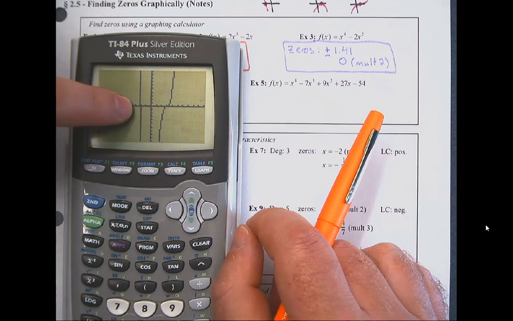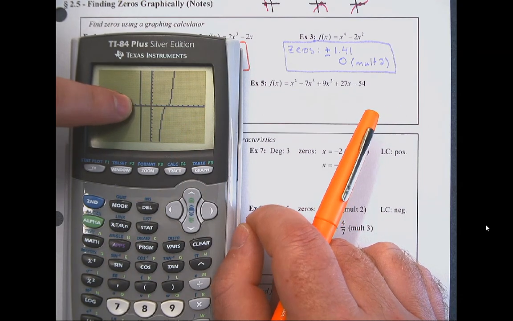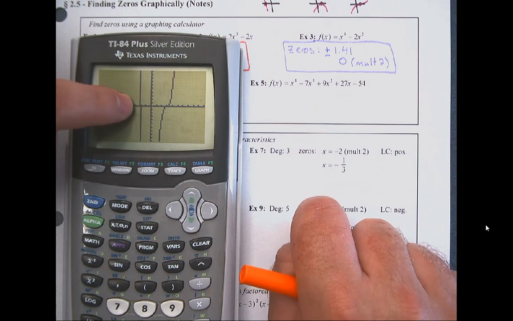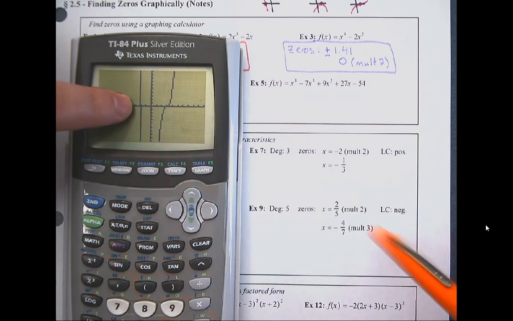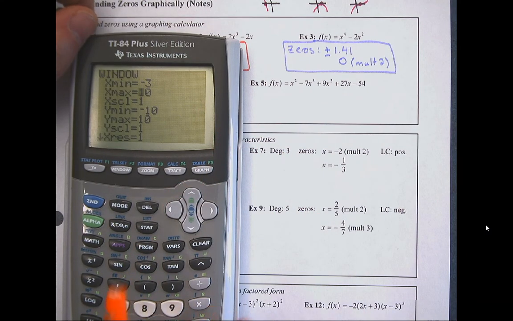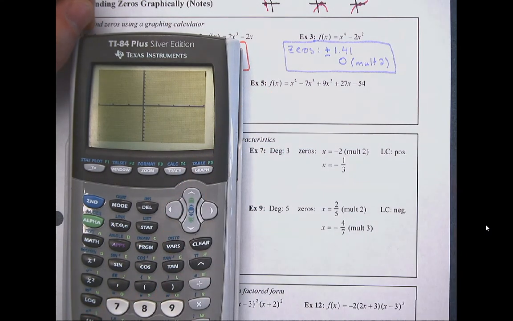So let's play the game where we don't use the box, but we just use the window settings. The farthest my graph goes to the left is -3. I always like to give myself a little bit extra room. So that's -3, 1, 2, 3, and then +4. So I'm going to go -3 and +4 for my x's. And let's see if that's a good enough window. Yeah, I'd say that's good enough for me.